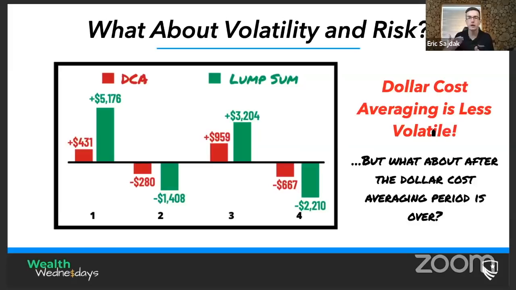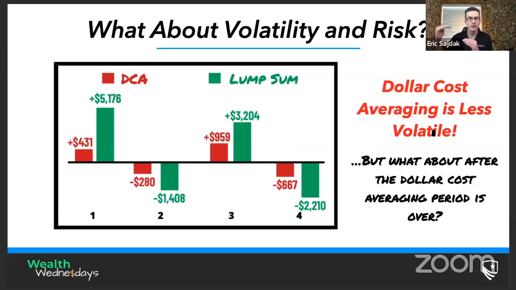And so what real reprieve are we getting from a volatility standpoint, from a risk standpoint? I would argue we're not getting that much. It's for a very short period of time, as long as we're dollar cost averaging through that period. So that decreased volatility and decreased risk is, again, only for a short period of time.